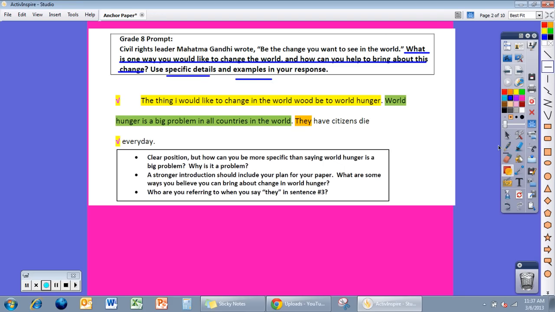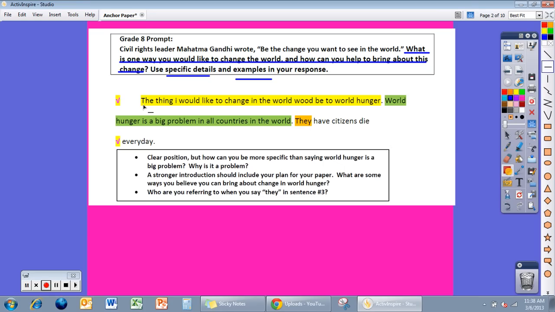Okay, so here is this writer's response. The thing I would like to change in the world would be world hunger. World hunger is a big problem in all countries in the world. They have citizens die every day. Now, we are not going to talk about usage and mechanics right now. We're going to just talk about the content, the composing, and written expression of the paper.